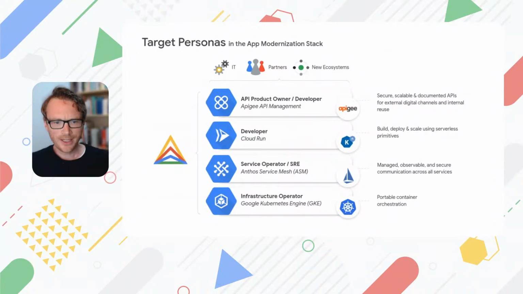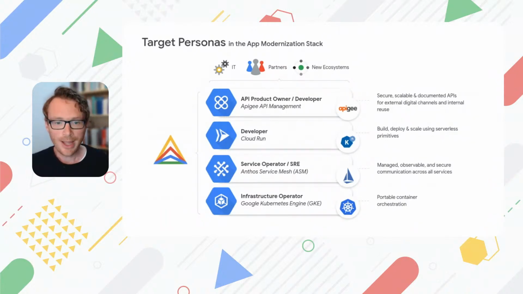So with that, we kind of fit on top of all the infrastructure and developer tooling that we've been seeing so much about in this session. That means on top of Google Kubernetes Engine and Anthos Service Mesh, typically run by infrastructure operators and SREs, we have developers pushing their code to Cloud Run and directly to Kubernetes.